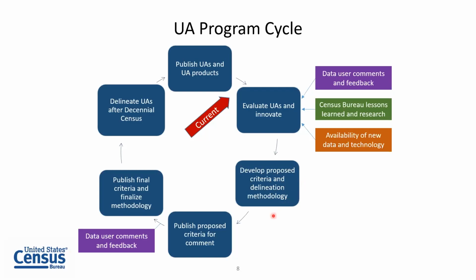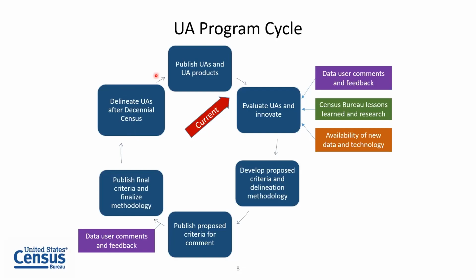And then, once we develop our proposed criteria, we publish that criteria for comment in a Federal Register notice. And then again, we give an opportunity for data users to send comments and provide feedback so that we can make sure we're taking into account the criteria that is meaningful for users, other agencies, and people using the urban and rural areas. We want to make sure we're not changing something that's completely frowned upon. And then finally, we'll publish our final criteria and finalize our methodology. And then after the decennial census, we delineate our urban areas.